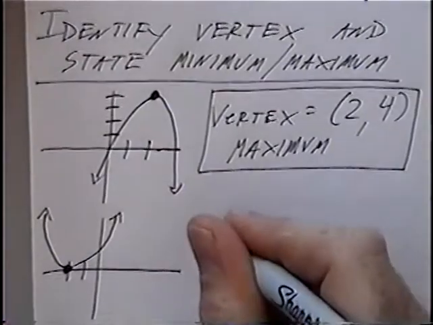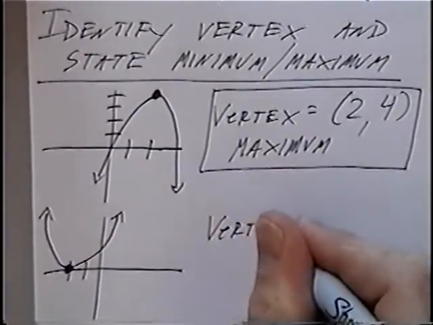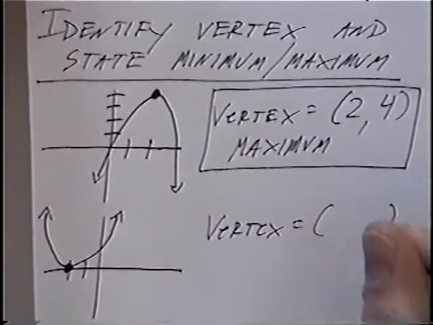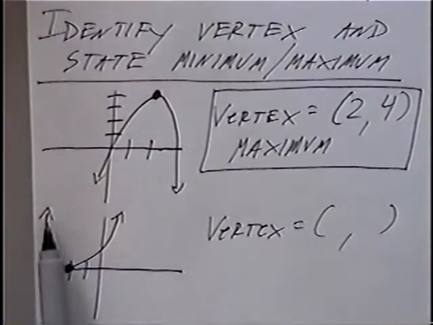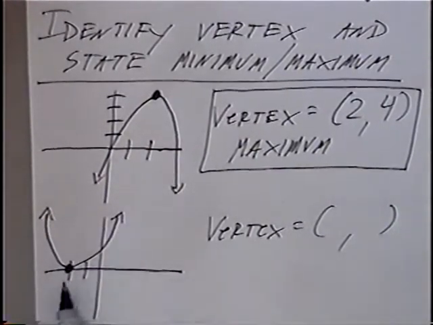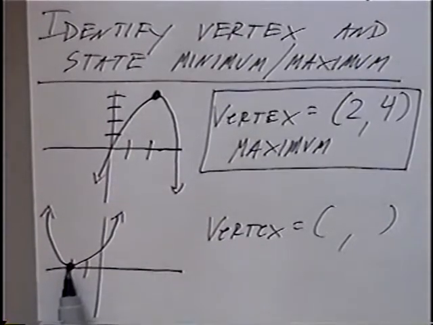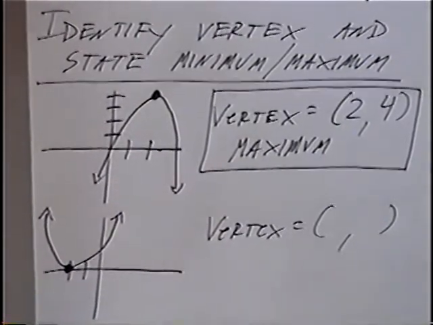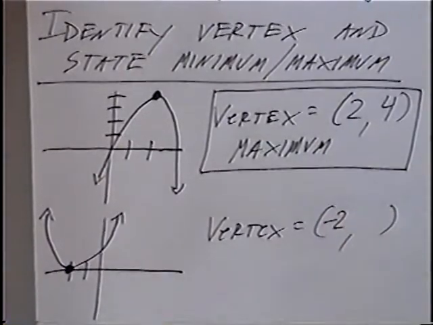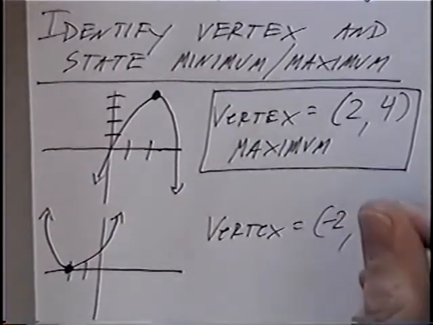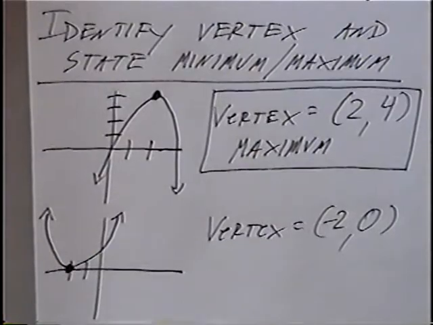Second question, same thing, we can find the vertex of the graph given. The vertex again is the point where the graph turns around. In this case, it would be on the bottom of the graph. This point is 2 spots to the left and on the y-axis. That point would be -2, and the y value would be 0.